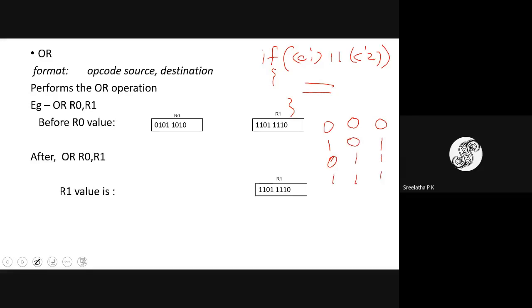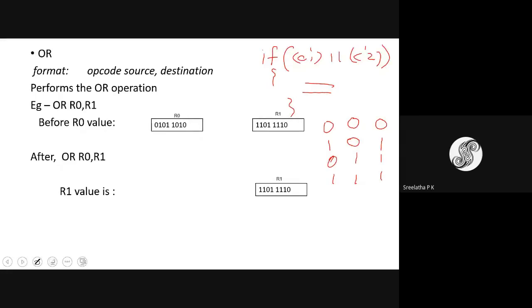Next is or. In the or operation, anywhere one is there, then it is 1. If I am writing a condition, if C1 or C2, that is, if any one is true, or both are true, then the condition is true. If both conditions are false, 0 0, then it is false. Any one is true, it is true. And both are true, it is true.